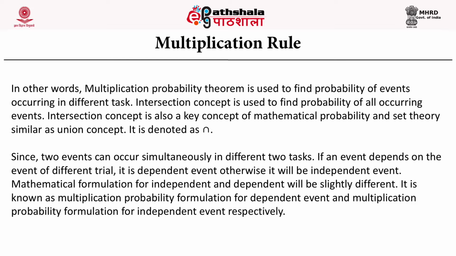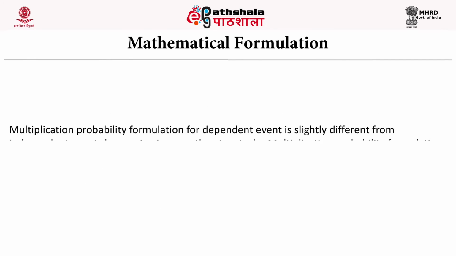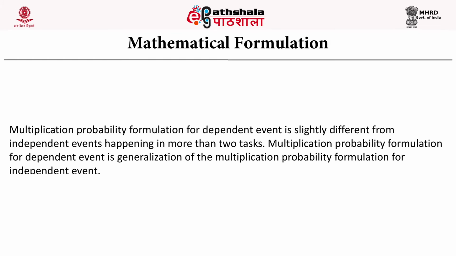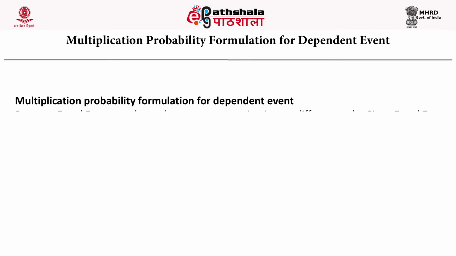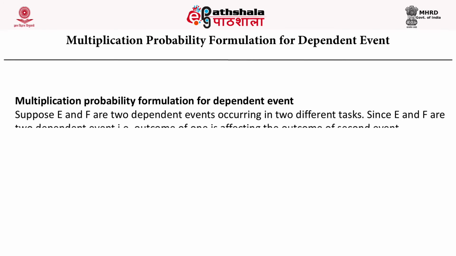So the mathematical formulation for independent and dependent events will be slightly different. They are known as the multiplication probability formulation for dependent events and the multiplication probability formulation for independent events respectively. The multiplication probability formulation for dependent events is slightly different from independent events happening in more than two tasks. The multiplication probability formulation for dependent events is a generalization of the formulation for independent events. So let's start with the multiplication probability formulation for dependent events.